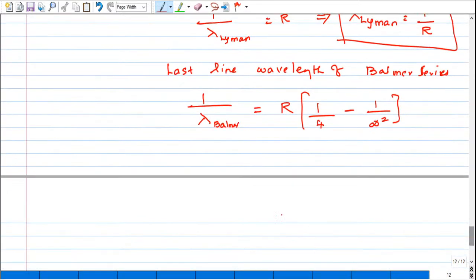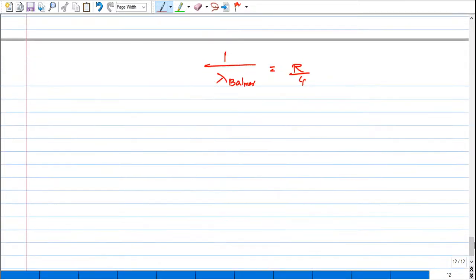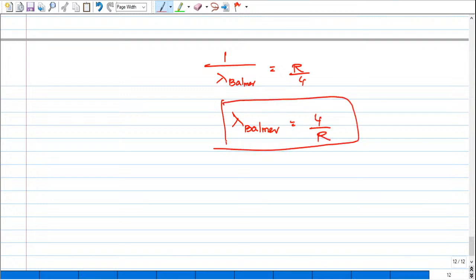So now I can write 1 by lambda Balmer is R by 4. So lambda Balmer will be equal to 4 by R. That is 4 by R. Put it in a box. So like this you have to find for lambda Paschen, Brackett, Pfund series.